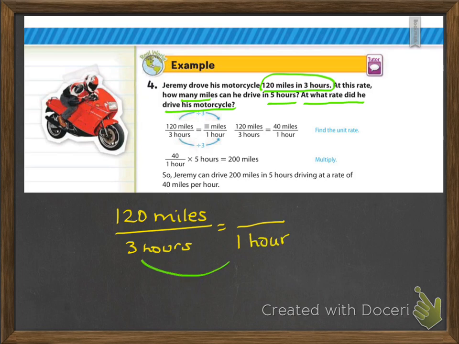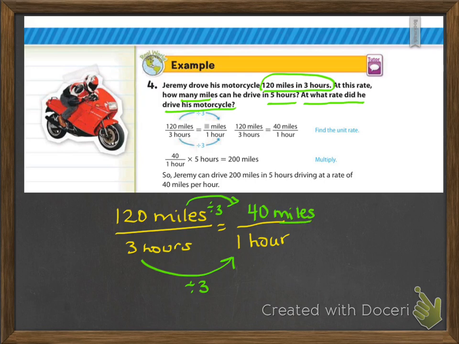So we ask ourselves, how do we get from 3 to 1 using only multiplication or division? Well, 3 divided by 3 is equal to 1. So now we're going to do that on the top as well, divided by 3. 120 divided by 3 gives you 40. So now we find out that he goes 40 miles in 1 hour.